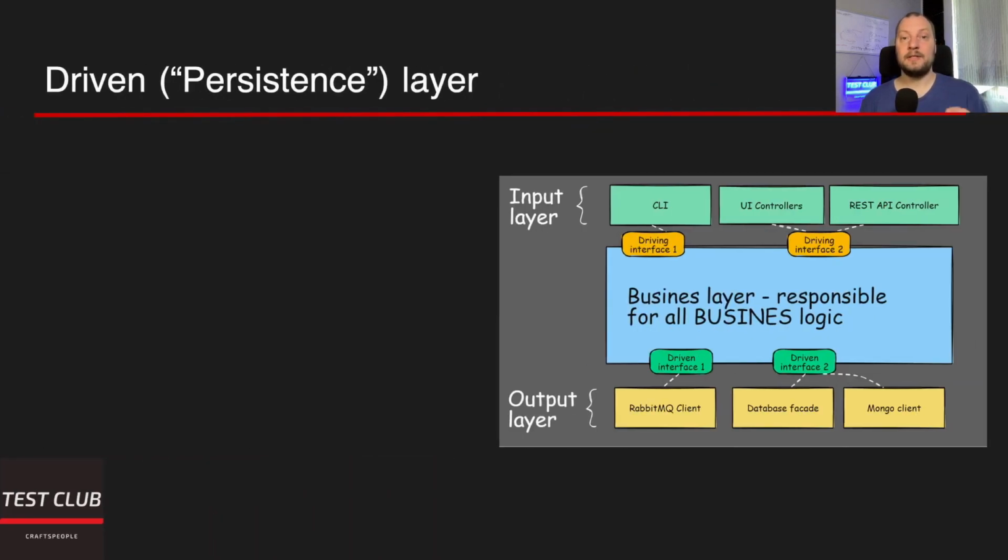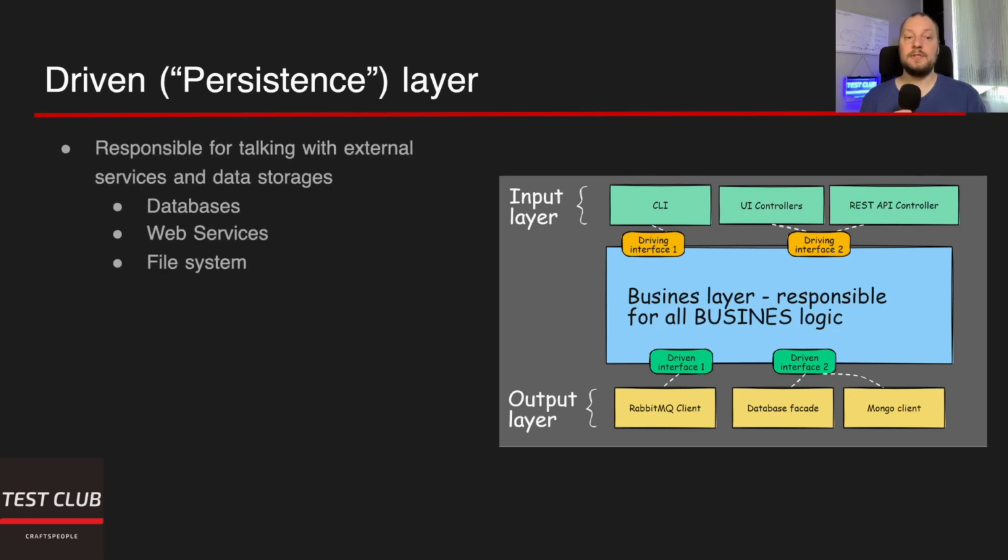And then there is a driven, or we often call it a persistence layer. This layer is responsible for talking with the outside world, but in this case, our program initiates the communication with the outside world and not the other way around. So the typical example would be talking to the database, talking to the web service, or talking to the file system where we initiate the communication. And again, we aim not to put any business logic in this layer. And that is the basic description of the three-layer architecture pattern.